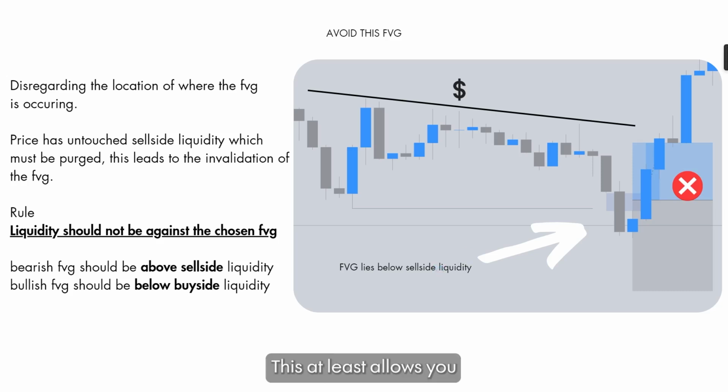This at least allows you to be in line with the liquidity that price is creating. As you can see in this example, we're actually below the seller's liquidity from this trend line, and then obviously price will tend towards that instead. That's actually a mistake that you guys want to avoid.